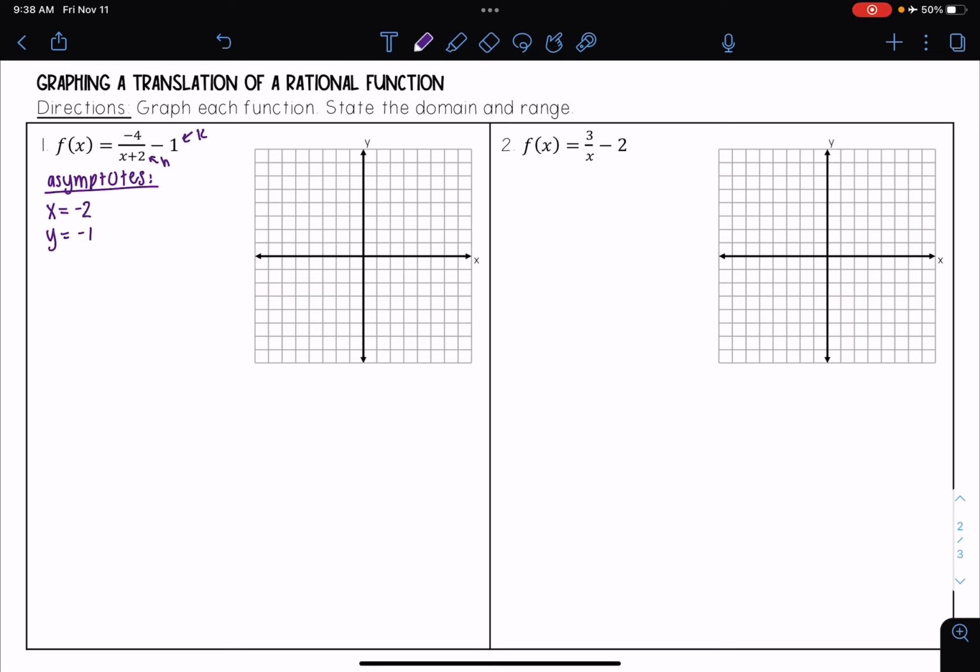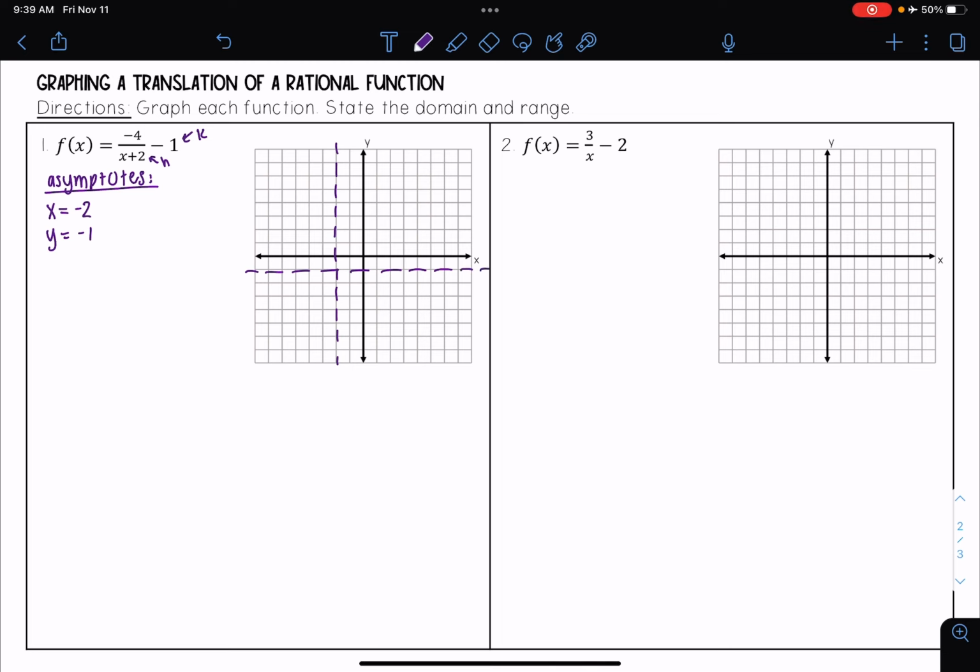So now I'm going to go ahead and draw that on my graph, because I know I'm going to be following that when I am drawing my branches. First I want to graph x equals negative 2. Remember, with x equals some number, that line is a vertical line. So I want to go to negative 2 on the x-axis and draw a dashed vertical line. And then I want to go to y equals negative 1 on the y-axis and draw a horizontal line.